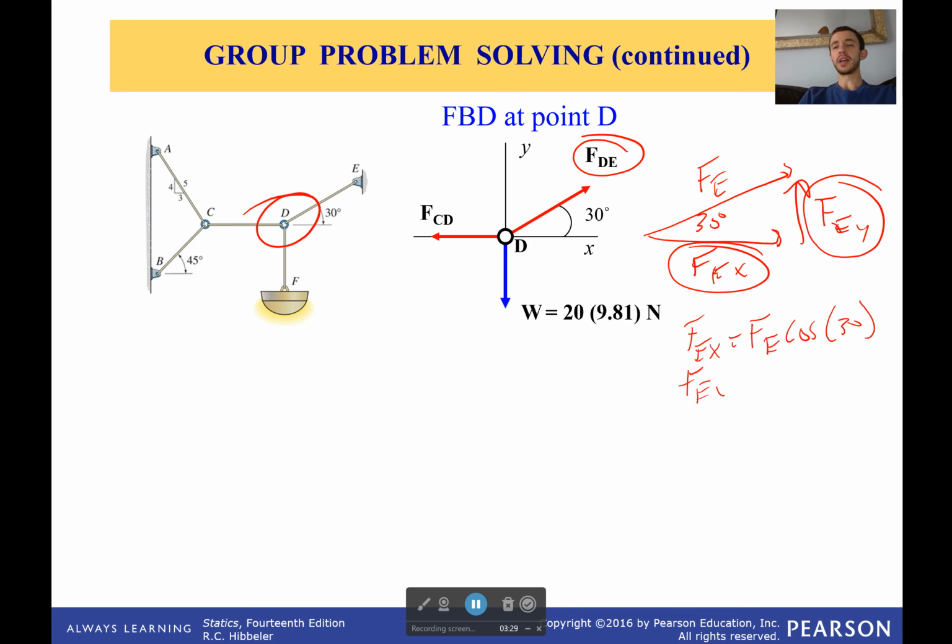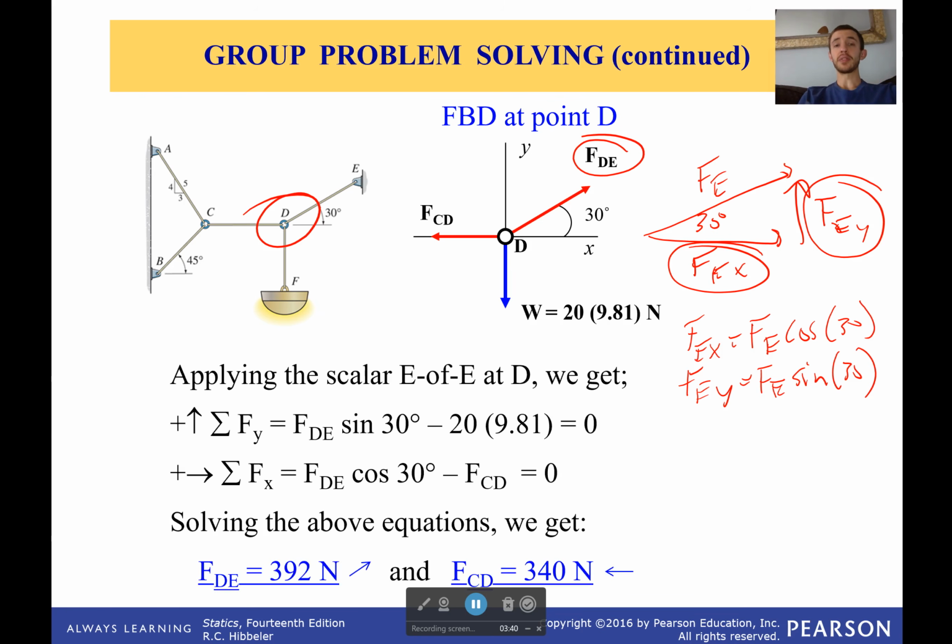And force EY, so the opposite side will be force E times sine of 30 degrees. Okay, now that we've done that, we can solve for them and we can get force DE, this one right here, which I was calling force E. And we can also solve for force CD, which is going to be 340 newtons and 392 newtons. Now that's good for the first point.